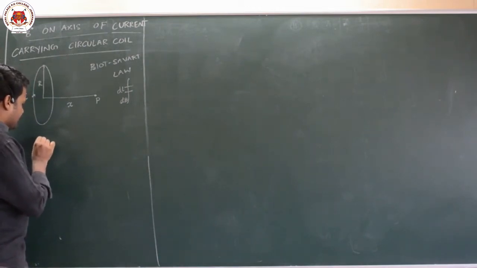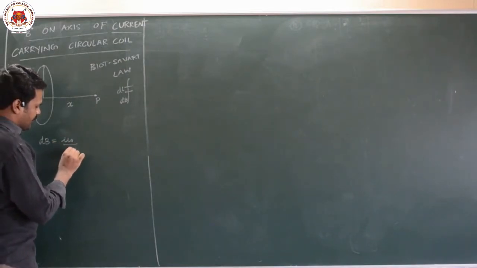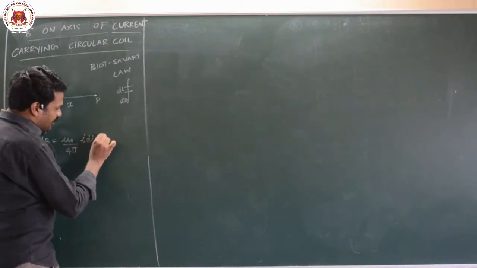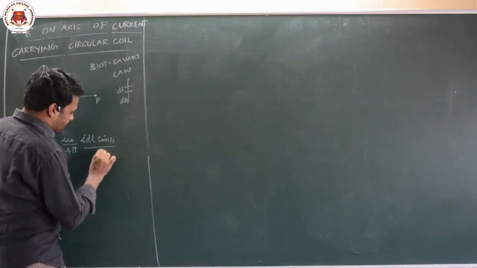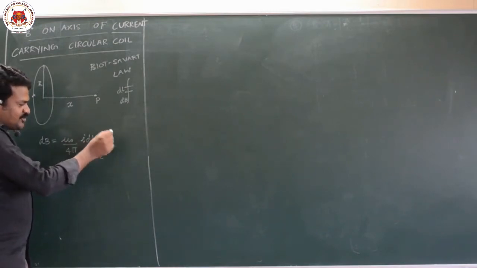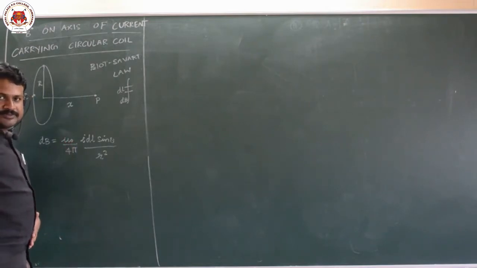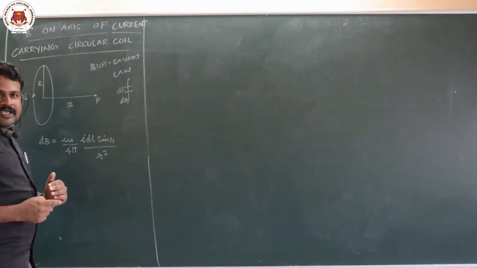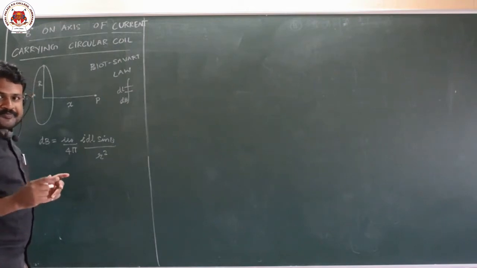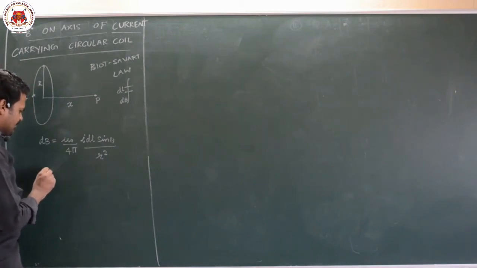The Biot-Savart law: dB is equal to mu naught by 4 pi, I dl sin theta by r square. This is the Biot-Savart law. In the last video I clearly explained that theta is the angle between dl and r. Current has direction as well as magnitude, but it is considered a scalar because it does not obey the vector laws of addition. So now let us write this in vector form.